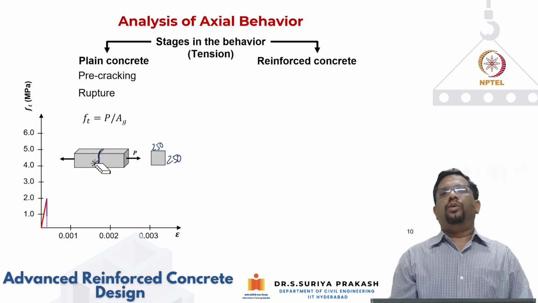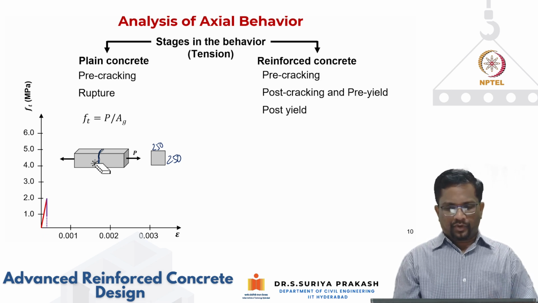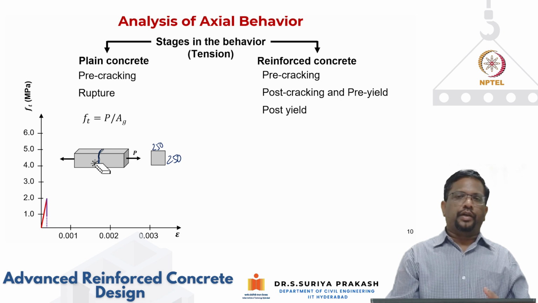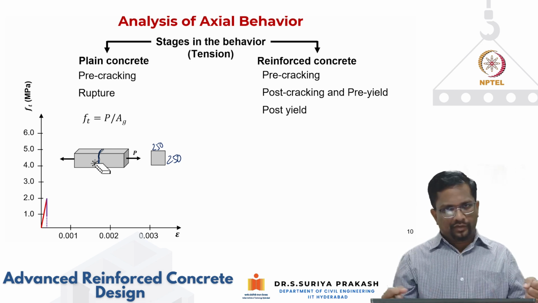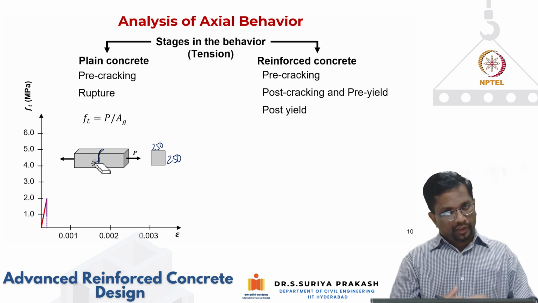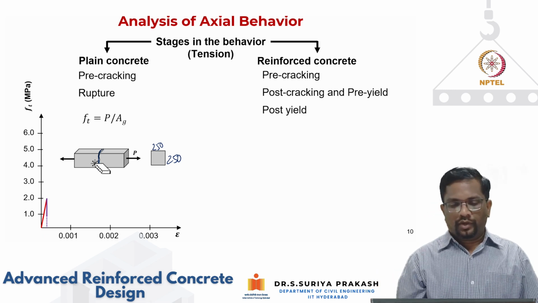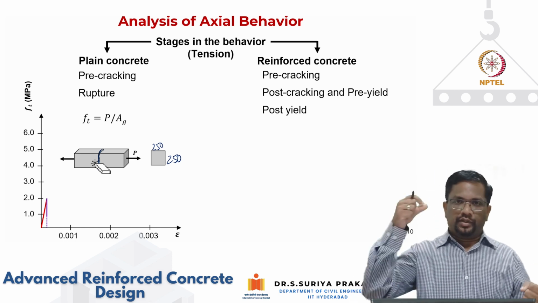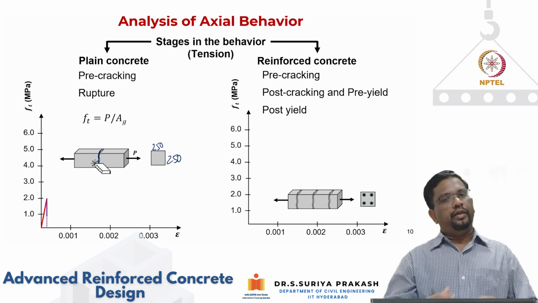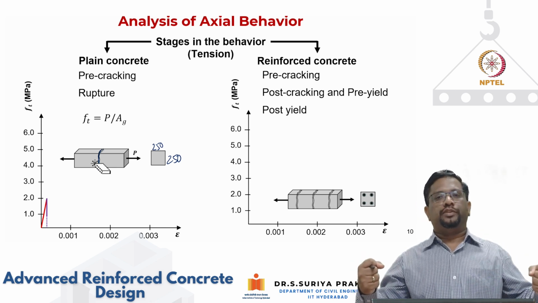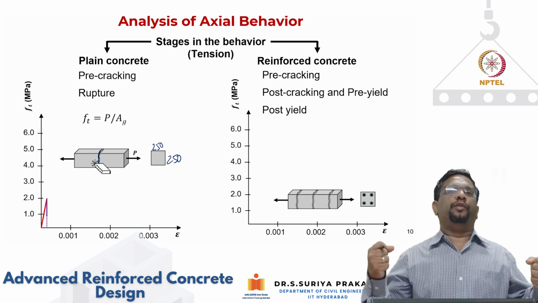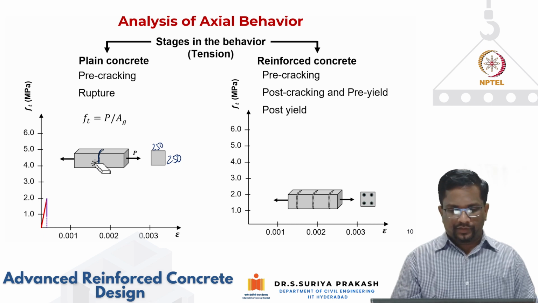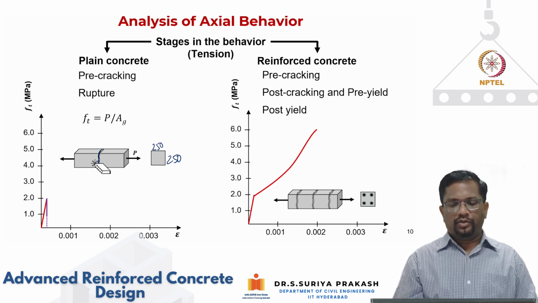Now let's look at how reinforced concrete is going to behave. Reinforced concrete in tension will have three stages. One is pre-cracking, and then after cracking you will not have a sudden failure, because now you have reinforcement, and the reinforcement is going to take the load. So you will have post-cracking and pre-yield, and then when you keep on stretching that member, the rebar will also yield. It will keep on resisting, because steel, even after yielding, can keep on resisting the applied load until it finally fractures through plastic deformation. So this is how the behavior is going to be.